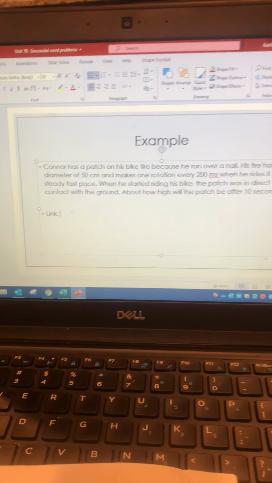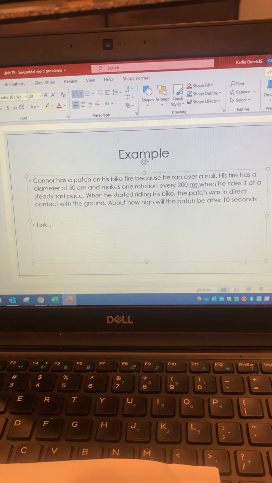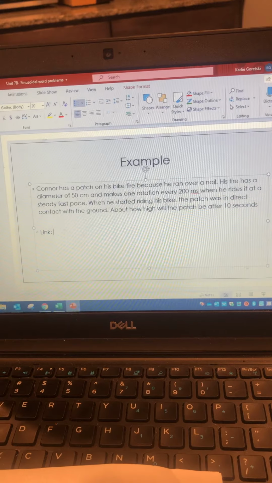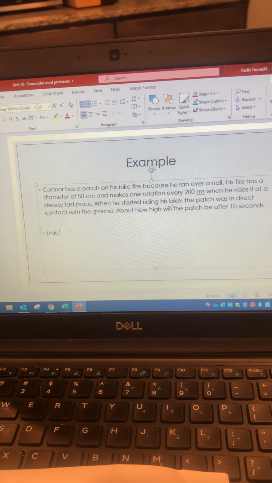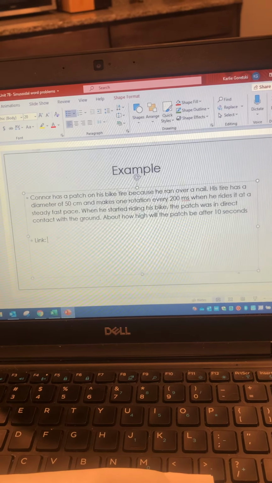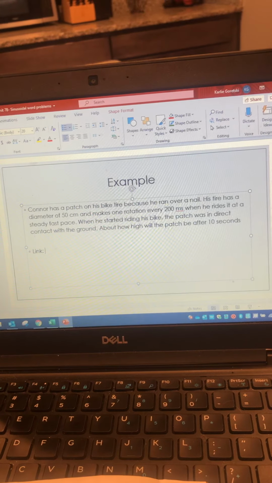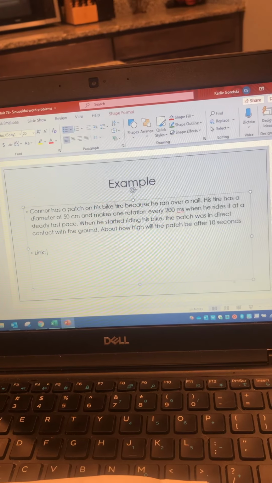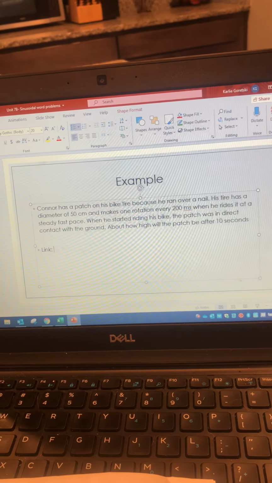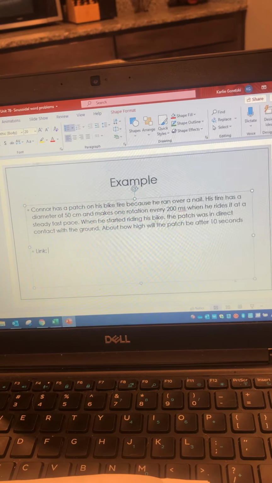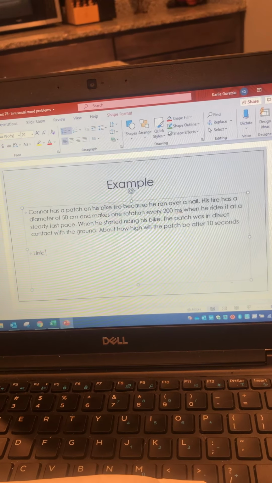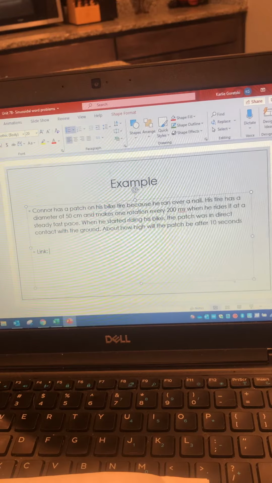So it says Connor has a patch on his bike tire because he ran over a nail. His tire has a diameter of 50 centimeters and makes one rotation every 200 milliseconds when he rides it at a steady, fast pace. When he started riding his bike, the patch was in direct contact with the ground. About how high will the patch be after 10 seconds?